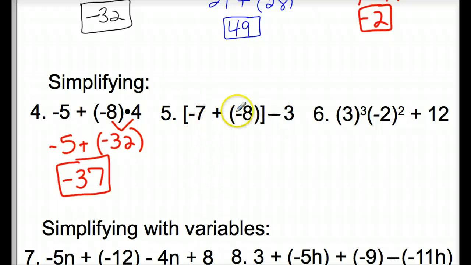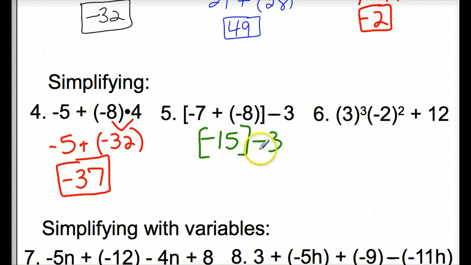So we have negative 7 plus a negative 8. Negative 7 plus negative 8 is going to give us a negative 15. Now, these are inside our brackets. So from that, we just minus 3. Now remember, we can also make this a plus and this a negative 3. So it's the same situation. We have two negatives that we're adding. 15 plus 3 is 18. Since they're both negative, we get a negative 18.